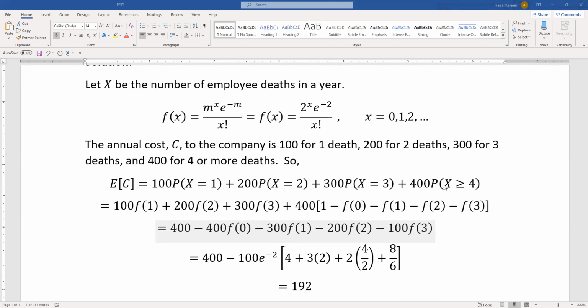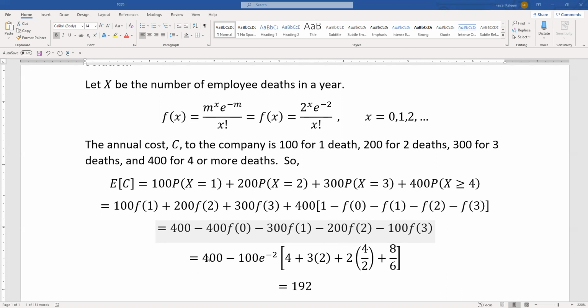can be found through the complement. The complement of greater than or equal to 4 is 0, 1, 2, 3. So 1 minus f0 minus f1 minus f2 minus f3. And now we simplify this first, just to make the work a little bit less. So this is 400 times 1, 400. And now minus 400 f0. And then we have minus 400 f1, and then we had plus 100 f1, so that's minus 300 f1. So similarly, 400 times negative f2 is negative 400 f2, plus 200 f2 means negative 200 f2, and similarly negative 100 f3.